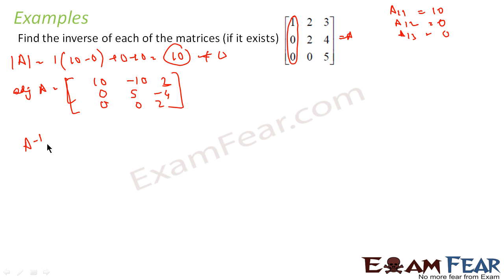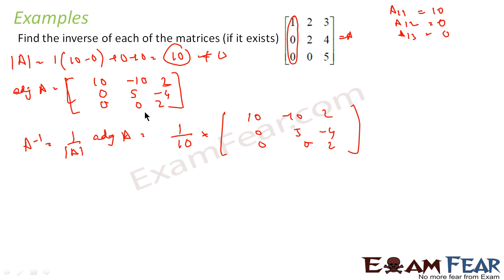Once I have the adjoint of the matrix, A inverse is very simple: 1 by the determinant of A into the adjoint of A. 1 by the determinant of A is 1 by 10 into the adjoint of A, which is this guy, with 0, 0, 2. Exactly the same thing. And that is my answer. So I found the inverse in a very simple way.